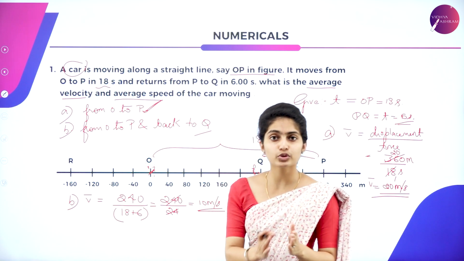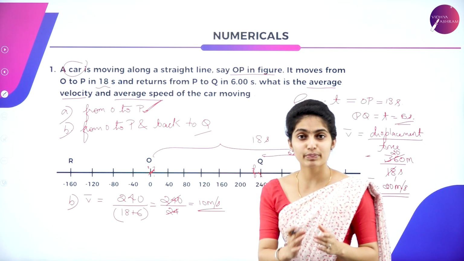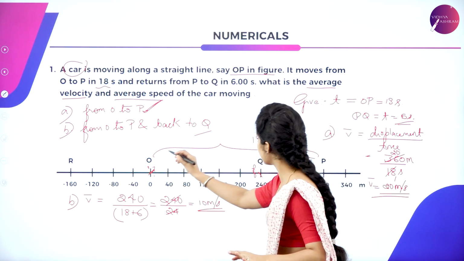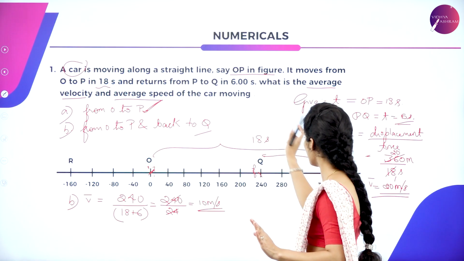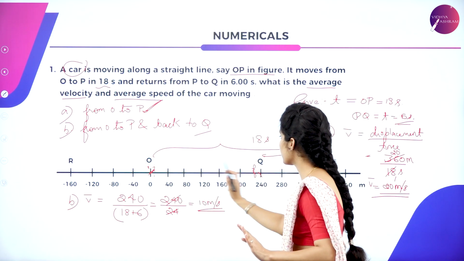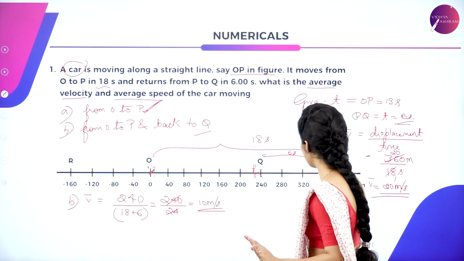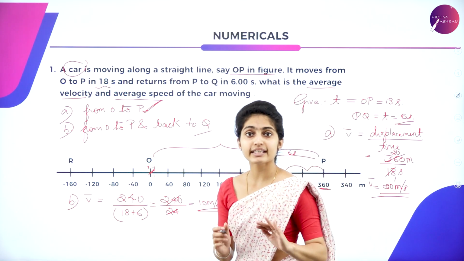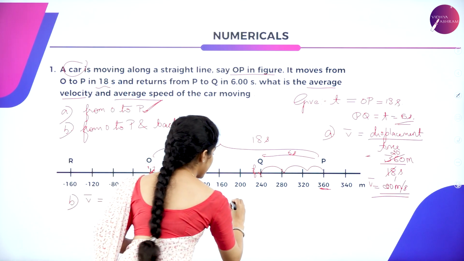Now you're supposed to calculate the average speed. In order to calculate average speed, you need the distance, not the displacement. Distance means the total path length. So the total path taken from O to P and from there P to Q. From O to P it is 360, again 360 plus 40, 40, 40, which is 120. 360 plus 120. So here you have got average speed.